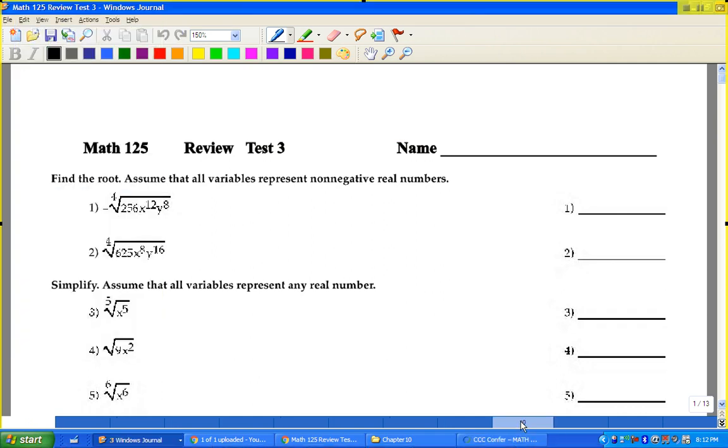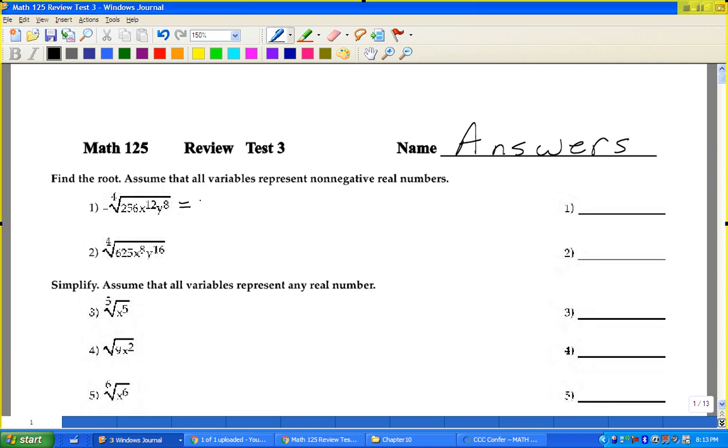Okay, so let's do this. So let's do the answers. Okay, so first off, find the root. Assume that all variables represent non-negative real numbers. So it means I don't have to worry about any absolute values in this particular case.